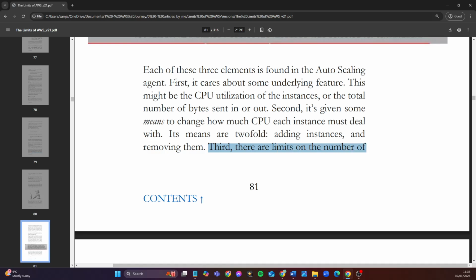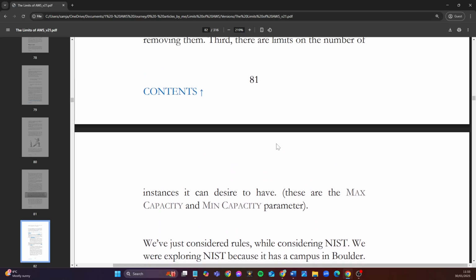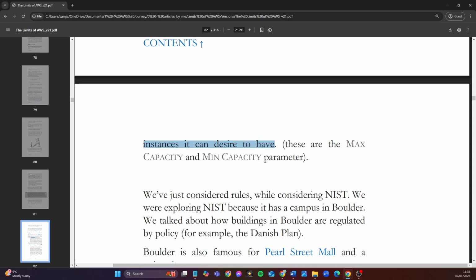Third, there are limits on the number of instances it can desire to have. And that's like the way the law limits your desire if you do desire to steal crisps, for example. And it's the same thing here. There are limits on the desires that this autoscaling agent can have. And these are the max capacity and minimum capacity parameters in autoscaling.